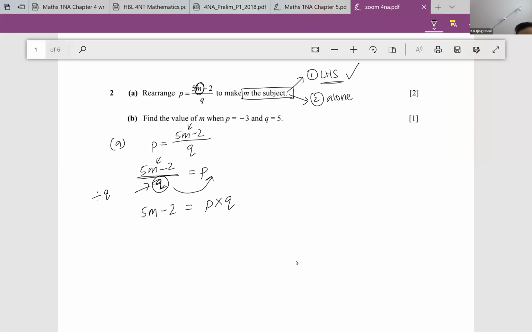Then now I have minus 2 here. When I bring the minus 2 over, so this is PQ, minus 2 brought over becomes plus 2.